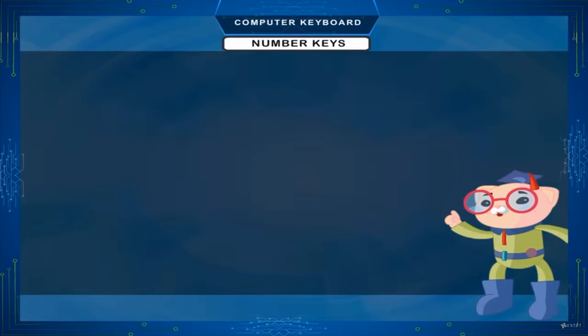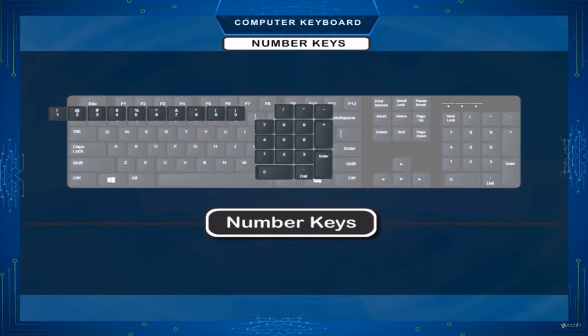Number keys. These are keys with numbers written on them. These keys are used to type numbers. One set of number keys is placed above the alphabet keys and another set is on the right side of the keyboard, 0 to 9. Numeric keypad can be used only when the numlock is on.